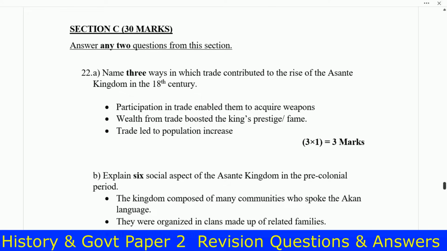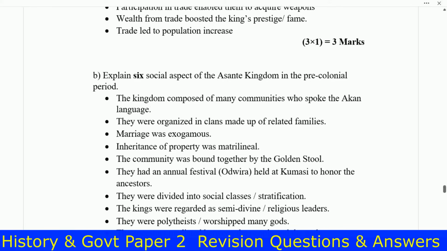Go to number 22B. Explain 6 social aspects of the Asante Kingdom in the pre-colonial period. 6 social aspects. In other words, we are told to discuss the social organization of the Asante Kingdom. The kingdom was composed of many communities who spoke the Akan language. Number 2, they were organized into clans made up of related families. Number 3, marriage was exogamous.